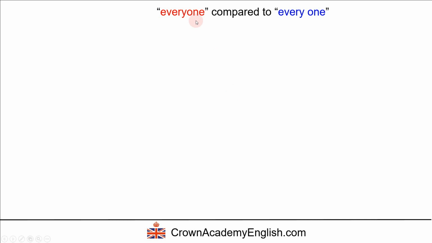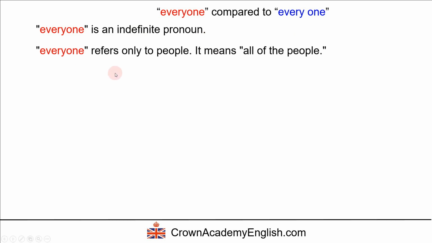Now, everyone compared to every one. You already know the meaning of this one, and you already know how to use it. But this is different. This is two words, so I'm going to explain what this means. First of all, a very quick summary: everyone is an indefinite pronoun. Everyone refers only to people. We only use this for people, and it means all of the people.